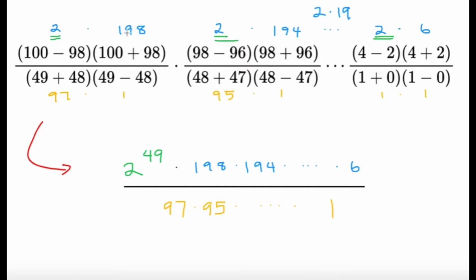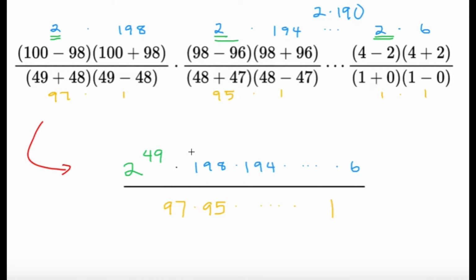So let's count how many 2's there are. Let's start from 2. The first thing that we subtract here is 98. So from 2 to 98, we can say that's 49 positive even integers, so there are 49 2's if you count all of them. So I have 2 raised to 49 over here, and let me write down the 198, the 194, the 190, all the way down to 6, as you can see here. That's the numerator part.